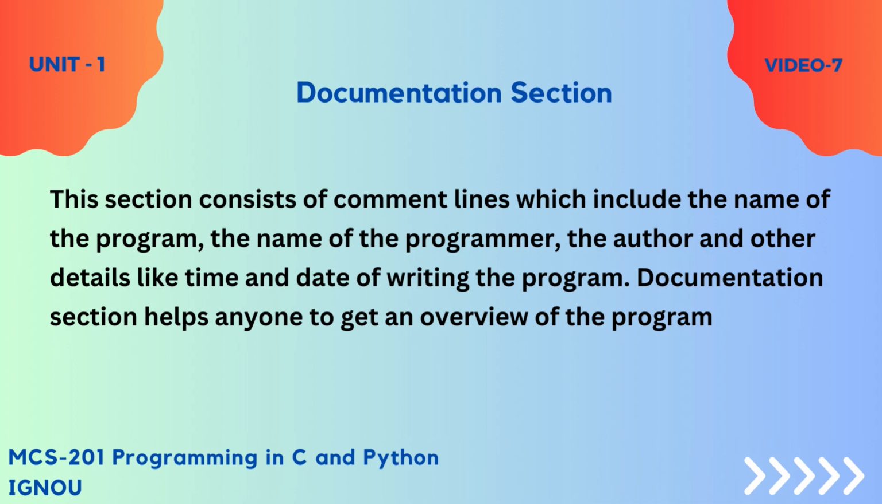Next, we can go through each section of the structure of the C program. First one is the documentation section. This section consists of comment lines that include the name of the program, the name of the programmer, the author, and other details like the time and date of writing the program.